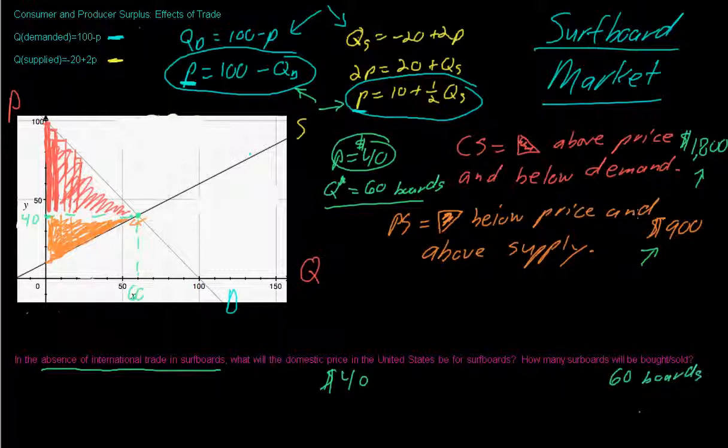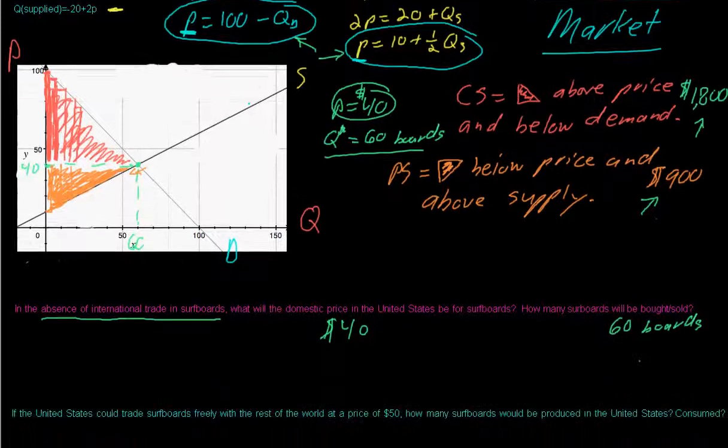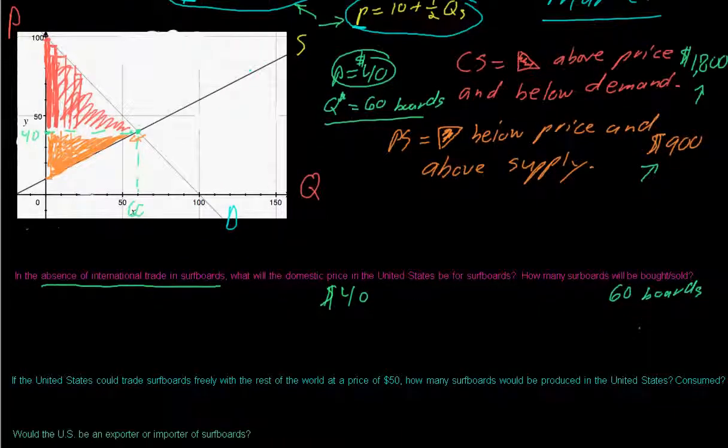Simple enough. So now is where we start to introduce some new things. And the question goes like this. If the U.S. could trade surfboards freely, this means with no cost of trade. Gas is free, transportation is free, and obviously all of these things are barriers, but we're trying to make it simple first so that we can get some solutions and then back out and see what happens in the real world when it's not that simple.